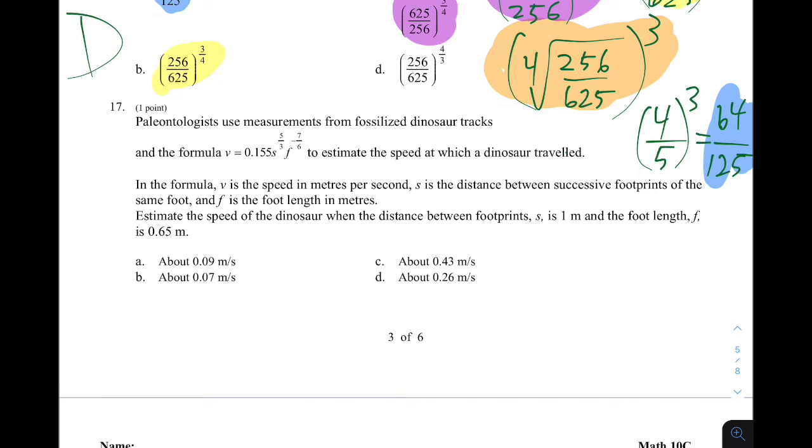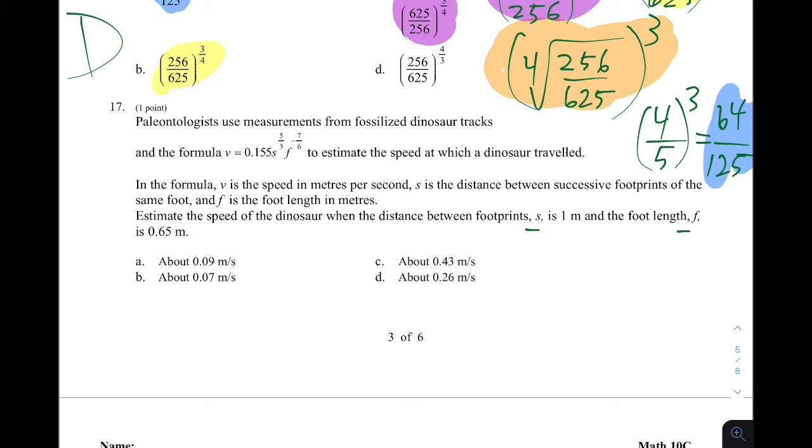Those are shuffly little footprints for something with such big feet. That's a 65 centimeter foot, which is big. And their steps are only 1 meter, which is like a human. Well, whatever. I'm guessing it's just going slow.